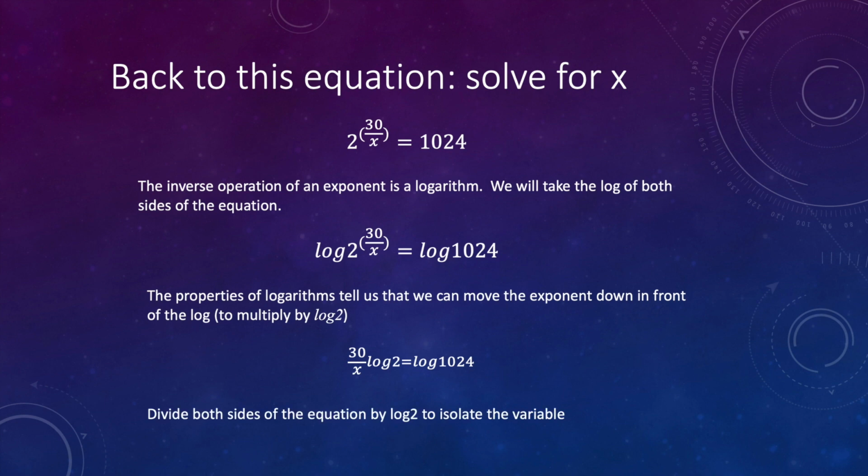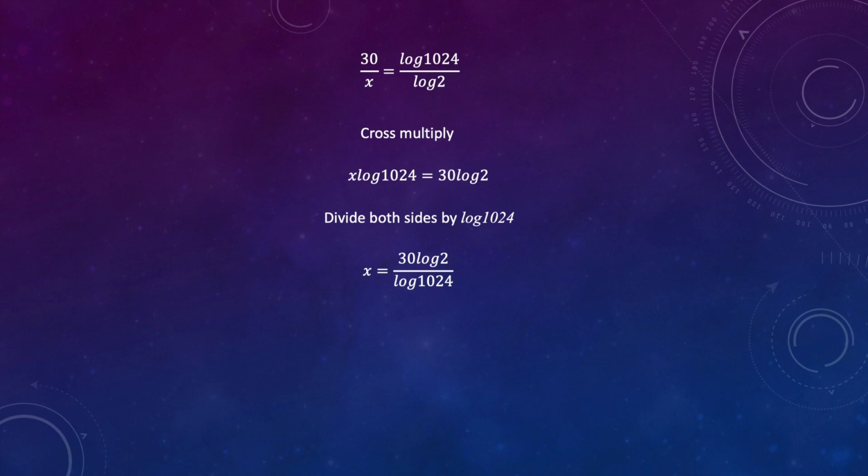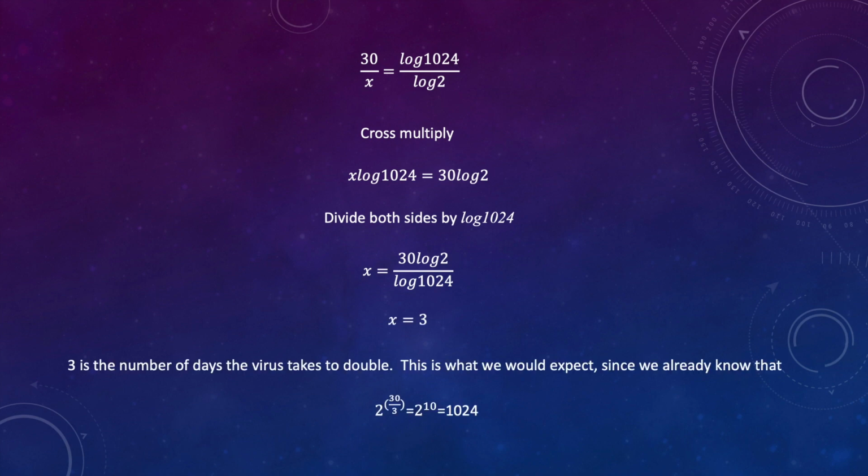We're going to divide both sides of the equation by log 2 to isolate the variable on one side of the equation. So we have 30 over x equals log 1024 divided by log 2. We'll cross multiply. And then to isolate the x, we will divide both sides by log 1024. And we get x equals 30 log 2 divided by log 1024. And we find that x equals 3.